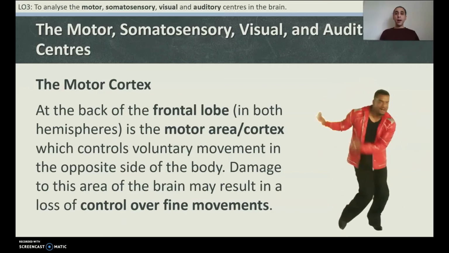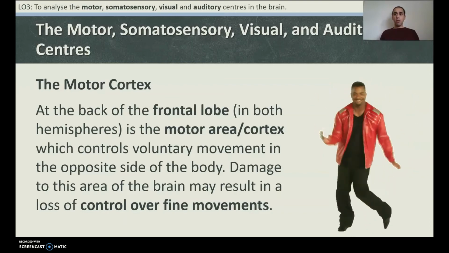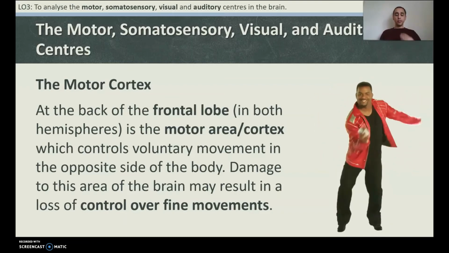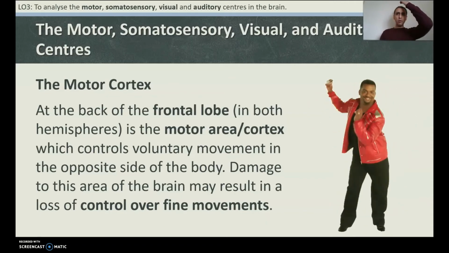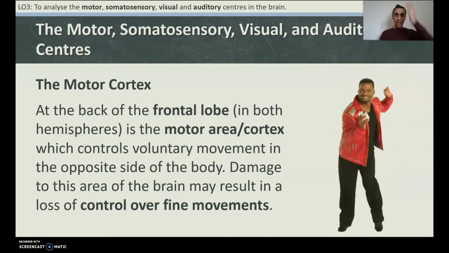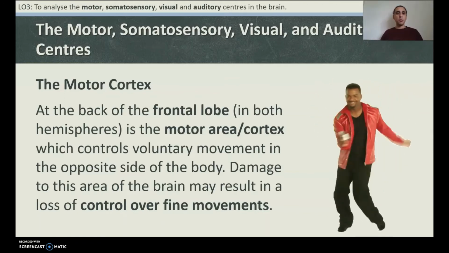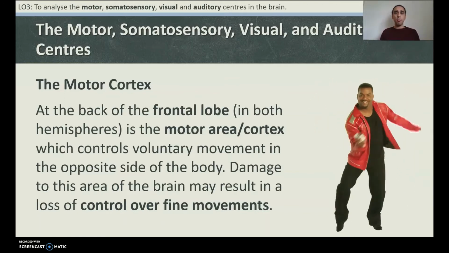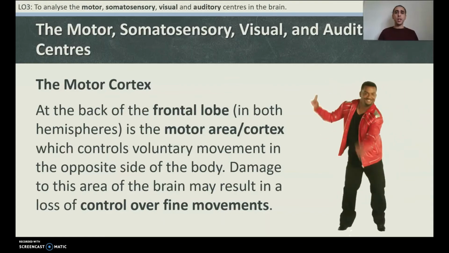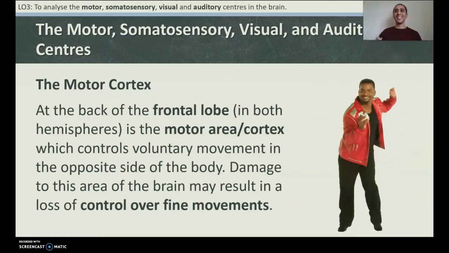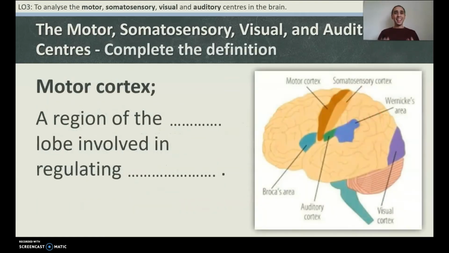So what they found is we have a motor area or a motor cortex in the frontal lobe. And what they found is if you damage this specific part of the brain, it will affect your movements. As you can see from the image, Carlton ain't got no problems with his motor cortex because his control movements are fine. Yeah, right.